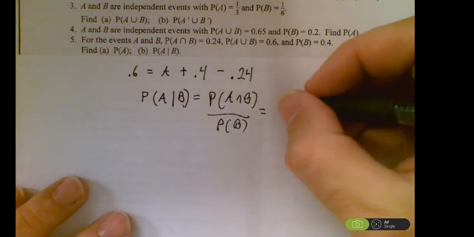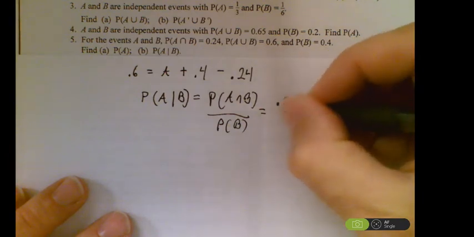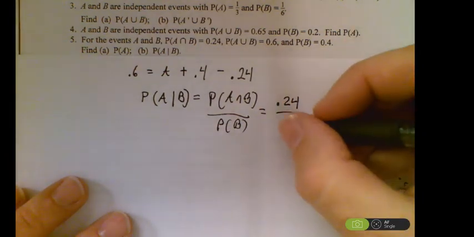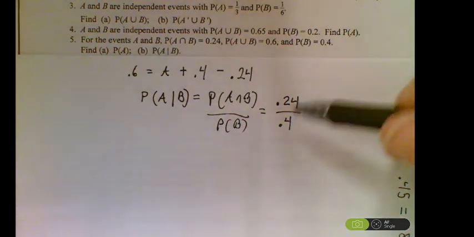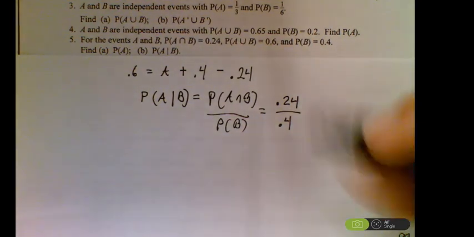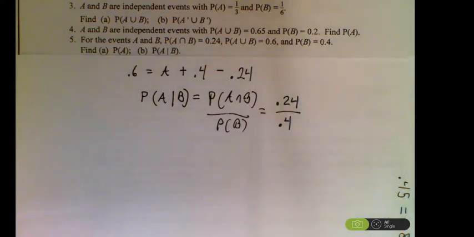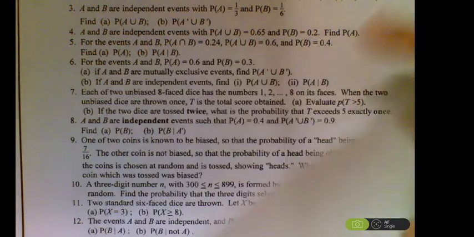They told me that A and B was 0.24, and they told us that the probability of B is 0.4. So that's it. That's your setup right there. You could just divide, or you could keep it as a fraction and reduce. I wouldn't leave it in decimal form in a fraction. You've got to clean that up to simplest terms without decimals if you're going to leave it as a fraction. So moving on to number 6.